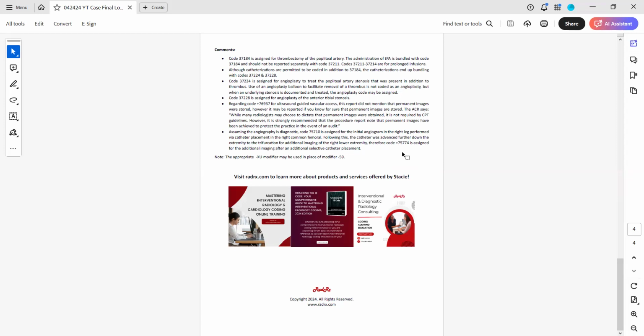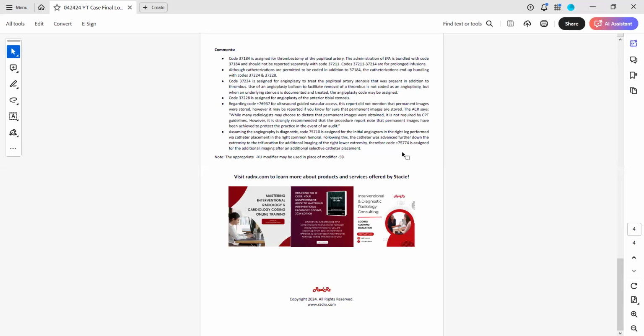That 37184, that's assigned for the thrombectomy of the popliteal artery. Even though administration of TPA was performed, that is not going to be reported with code 37211. Codes 37211 through 37214 are reported for prolonged infusions when the catheter is left in place. The reason why we didn't assign any catheterization codes to this case is because our catheterizations are bundled with 37224 and 37228. So although catheterization codes are allowed with 37184, because they're bundled with the angioplasties that we performed, we're not going to report them separately.